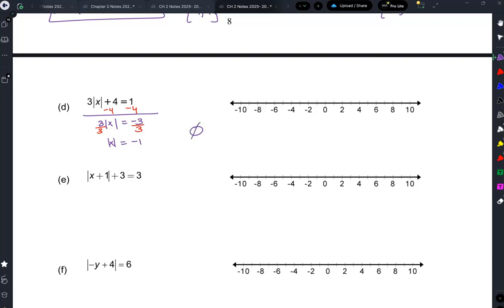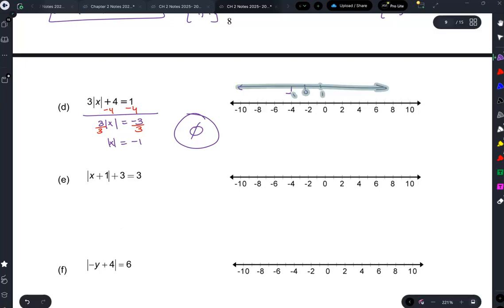So it's no solution. Now, if it's no solution, you are not allowed to make any marks on the number line. So you just leave it blank. Okay? If it's on your homework, and you have to draw a number line for all of them, because it won't be given to you on the homework, what you would do is, if it's no solution, you just draw yourself a number line, and then you just leave it blank.